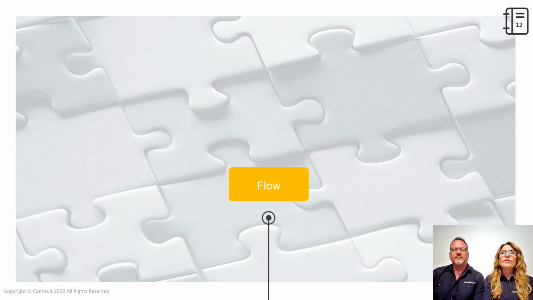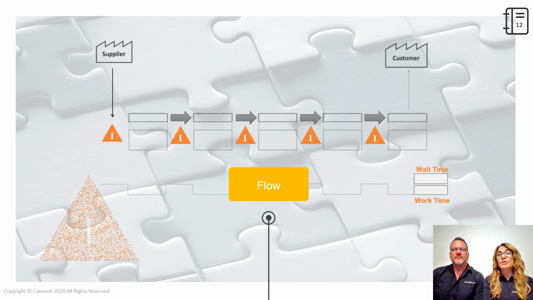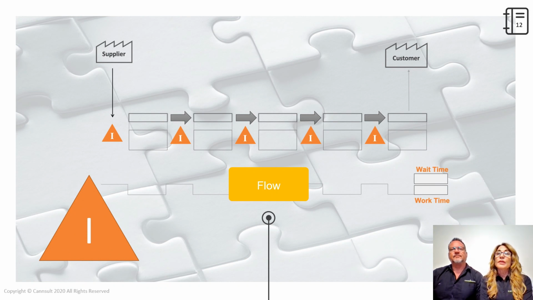Using our value stream map, we can analyze the inventory and the wait time between process steps, as well as analysis of the work time throughout the process. It can give us great insight into where our process flows and where it stagnates.